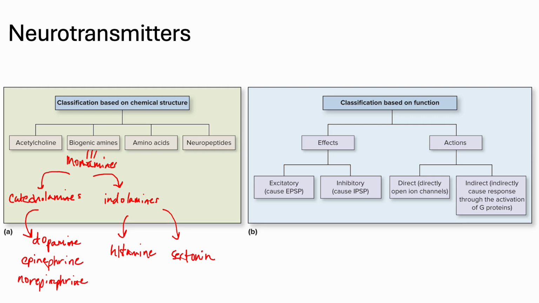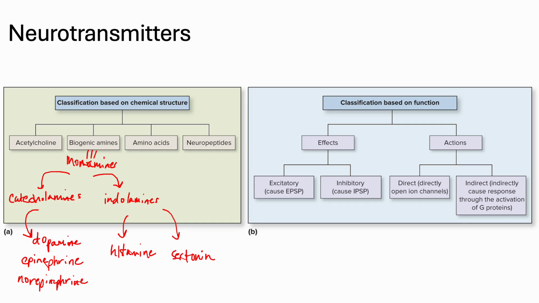That way they have an action for a period of time, and then they don't until the next action potential is sent. Well, the MAOI, the monoamine oxidase inhibitor, inhibits the enzyme that breaks down or metabolizes these monoamines.